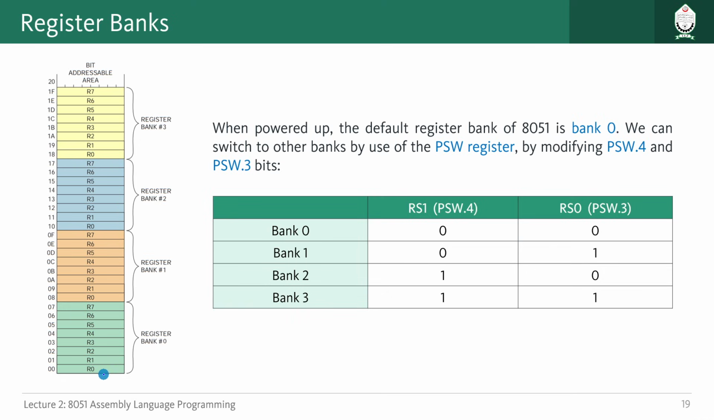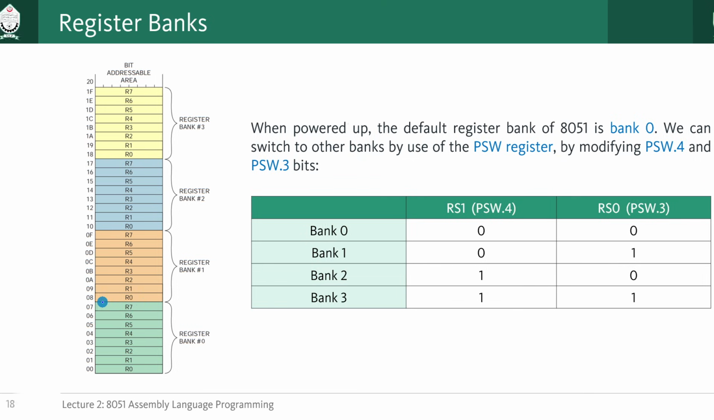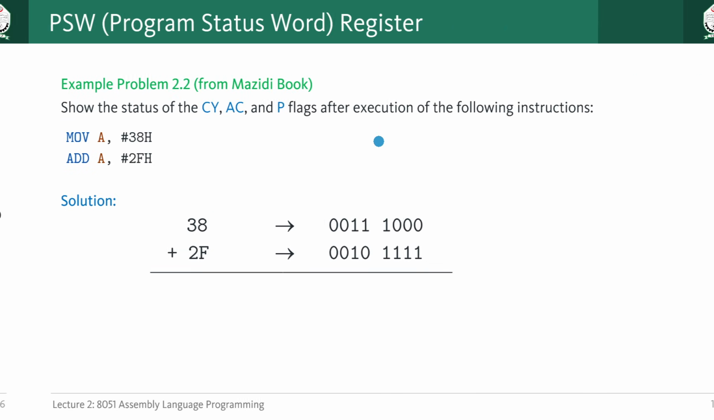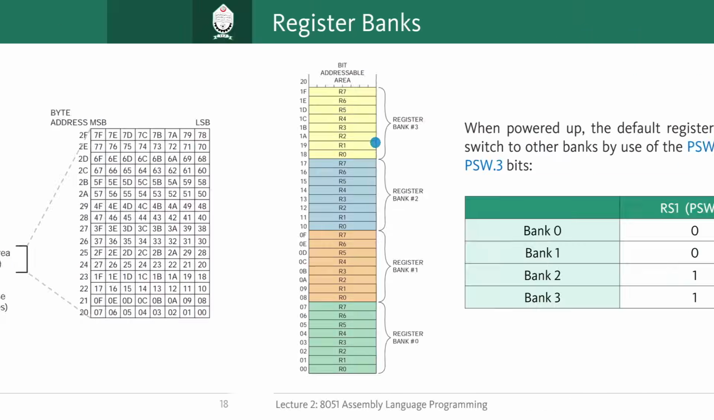Okay, by default. But if you want, you can actually change them to any other register banks, right? So basically, if you want to do that, you have to take help of PSW. Do you remember we had RS1 and RS0? They will help us to change the register bank if we want.